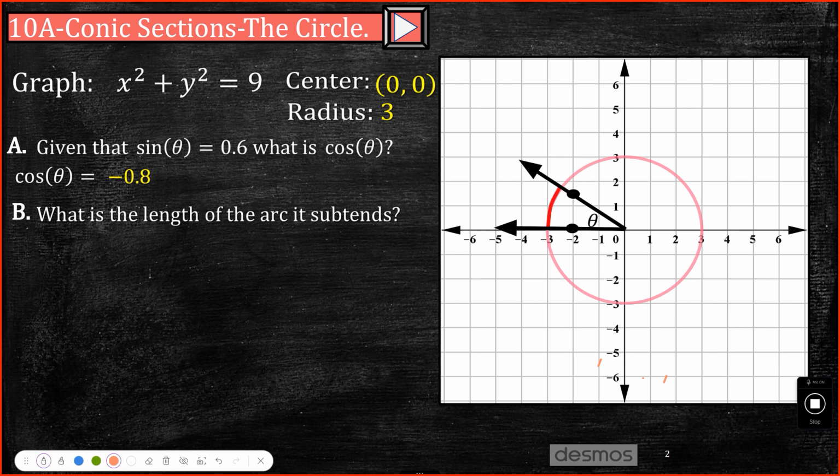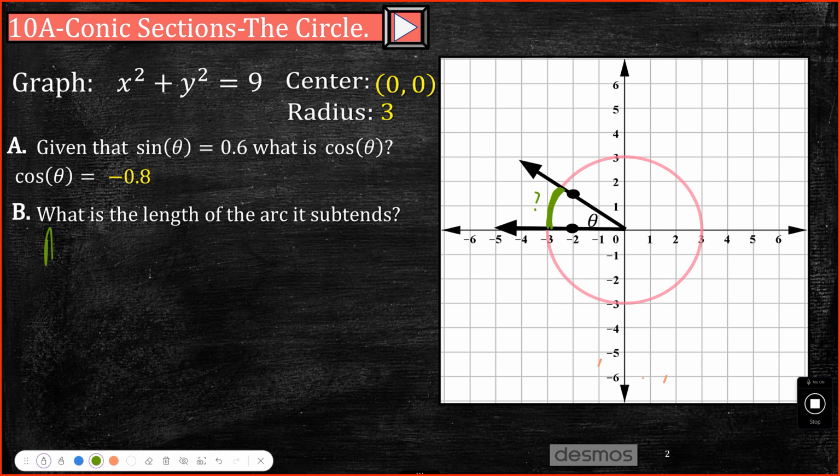What is the length? B. What is the length of the arc itself? What is this length? I did not go over finding arc length of parts of a circle, but the formula is like this. Let me give you the formula.